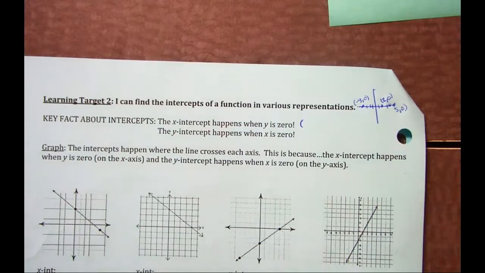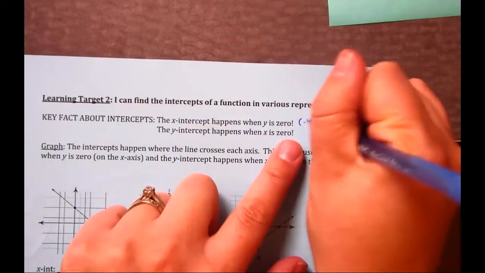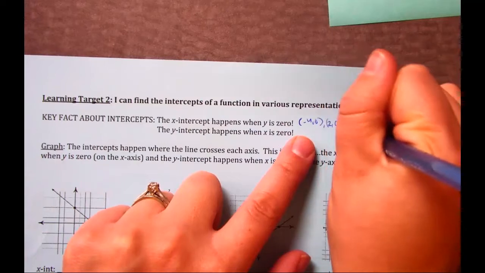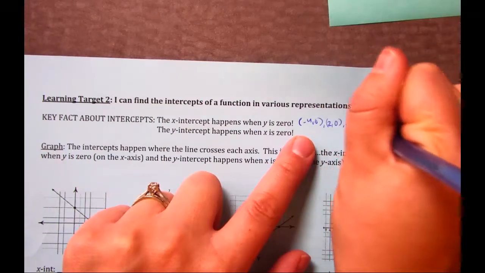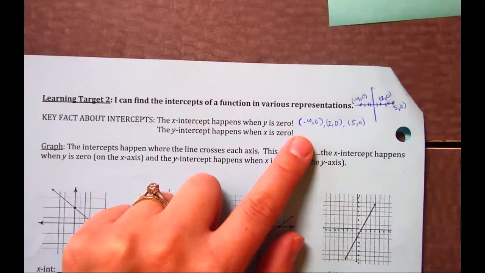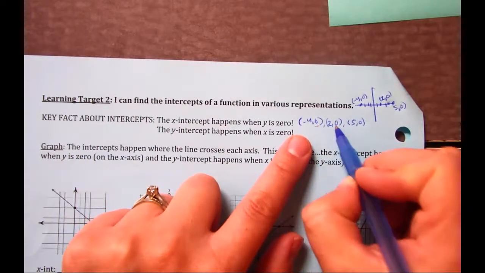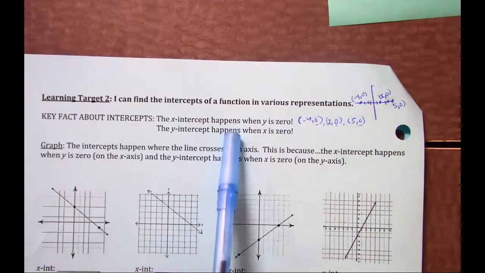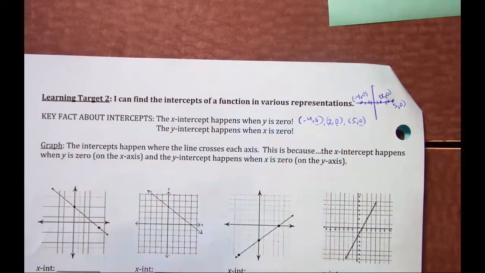Any point on the x-axis: -4, 0, 2, 0, 5, 0. All those points on the x-axis have a 0 for the y value. So the x-intercept happens whenever y is 0.